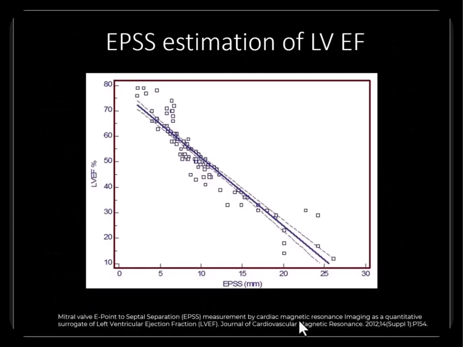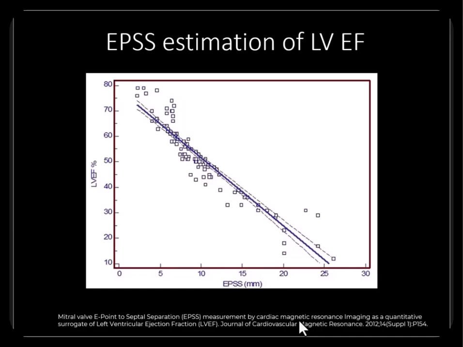Now, I think this is interesting. This study looked at 124 patients who had cardiac MRI done, and they measured the EPSS and estimated the ejection fraction based on that measurement. Using a regression analysis, the MRI of the LV ejection fraction could be estimated from the following equation, where the EF was estimated using 78 minus 2.6 times the EPSS in millimeters. Don't worry about memorizing that equation. They found that this had a strong regression coefficient.